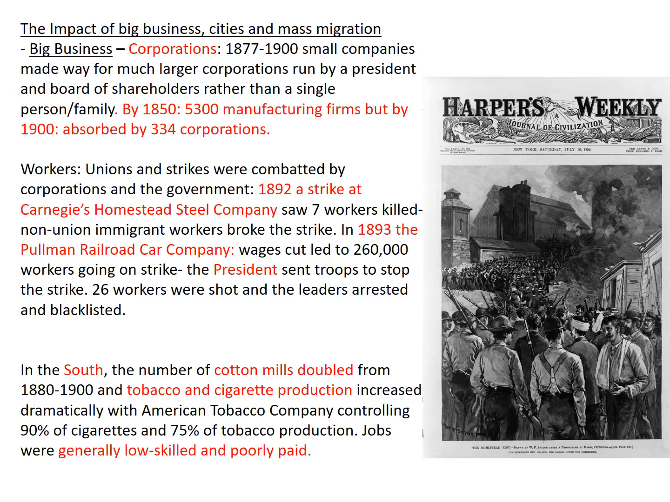In the South, cotton mills doubled. We get increased tobacco and cigarette production. One company, American Tobacco Company, controls 90% of cigarettes, 75% of tobacco production. The jobs are almost always low skilled and poorly paid. So the companies are making lots of money, not so good for the average worker.